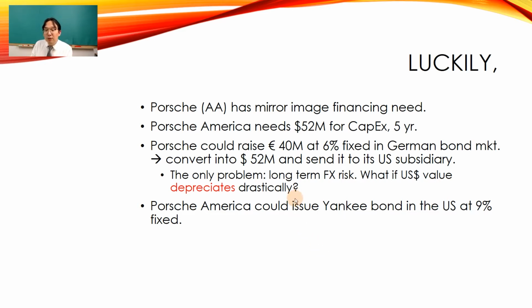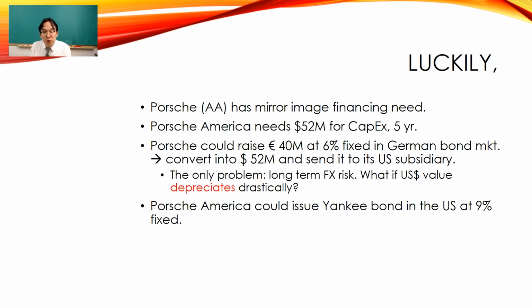Porsche could borrow in their home country and give it to the subsidiary in the US in US dollar terms, let them do their business in US dollar terms, and 5 years down the road, let this subsidiary repay the mother company. The only problem there is long-term FX risk again. What if the US dollar depreciates drastically? Which means the euro appreciates drastically over the 5 years. Remember, this subsidiary has been making its money in US dollar terms. If the dollar depreciates, you're in trouble.